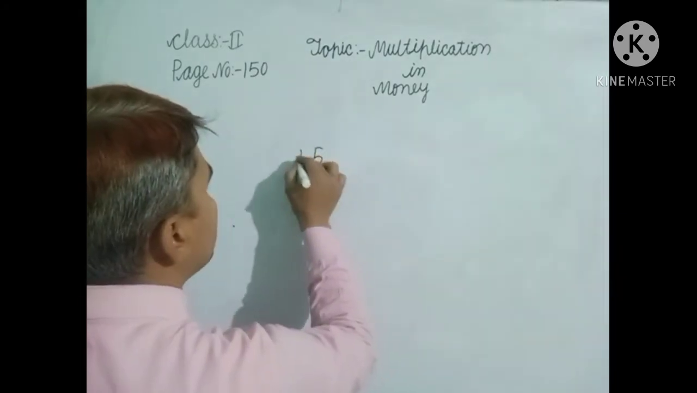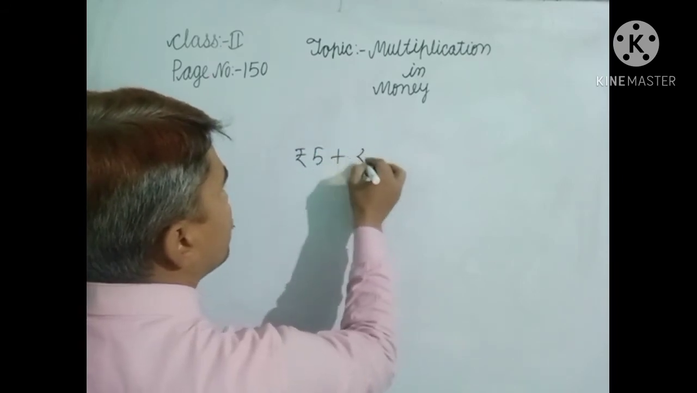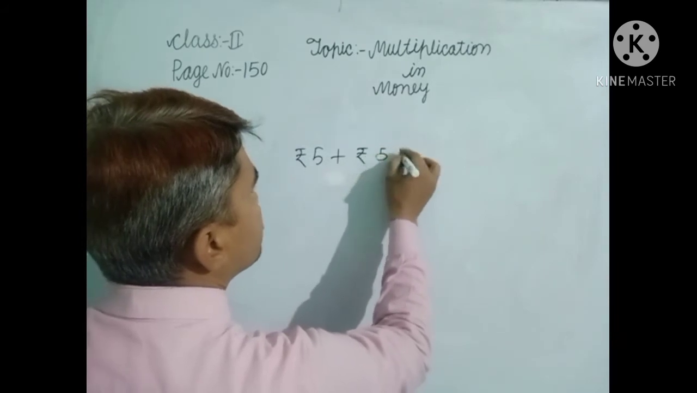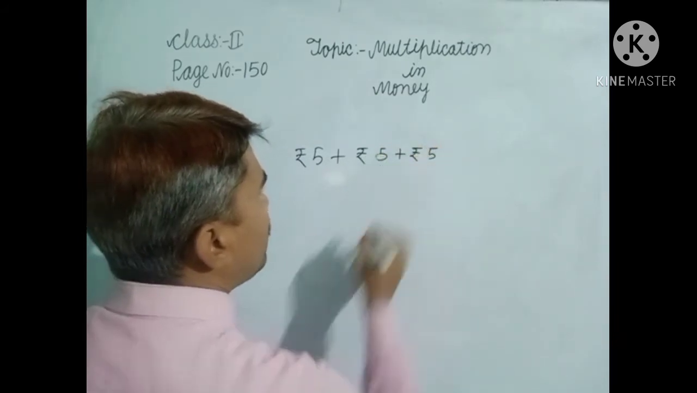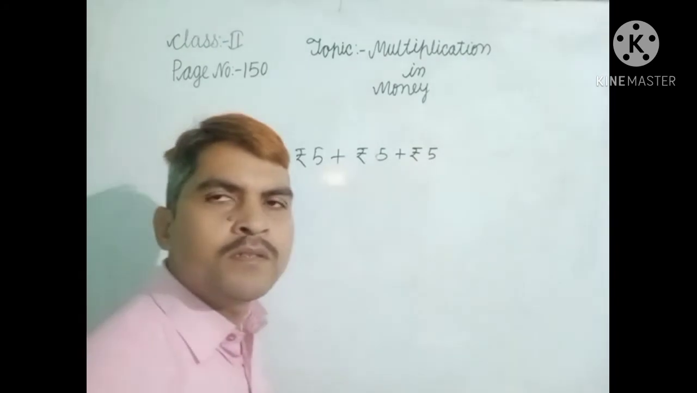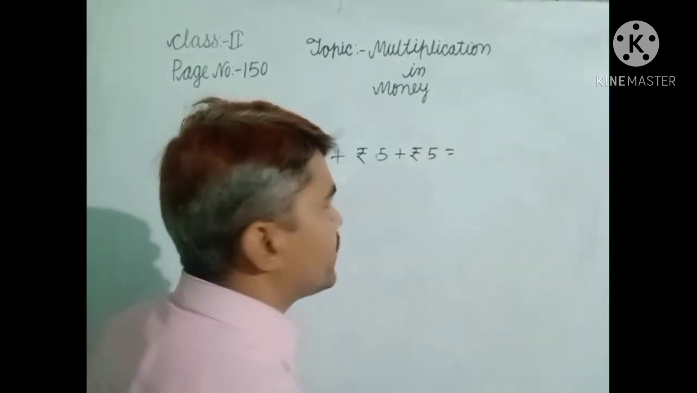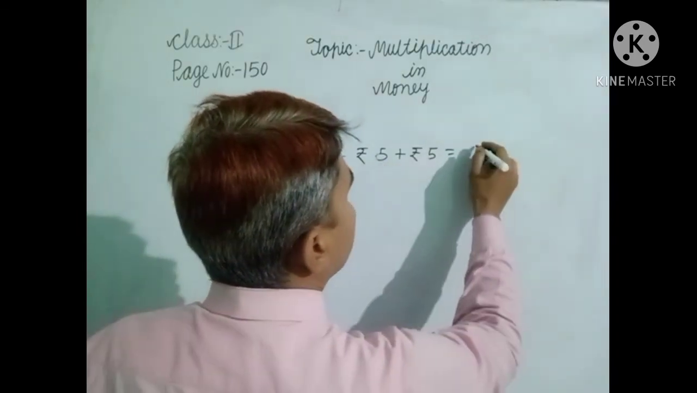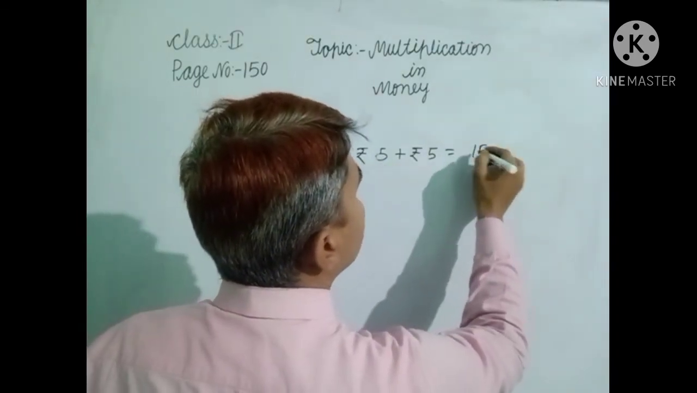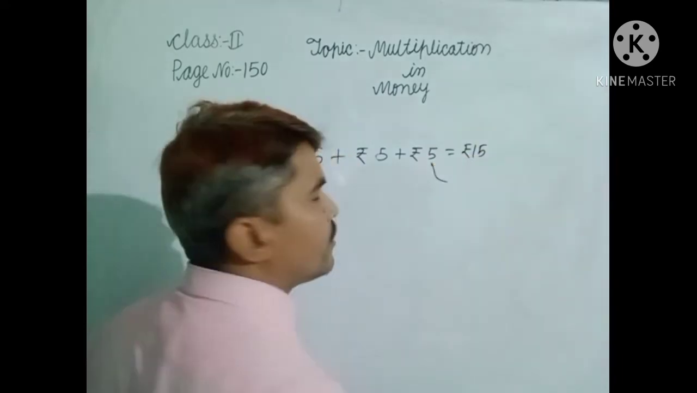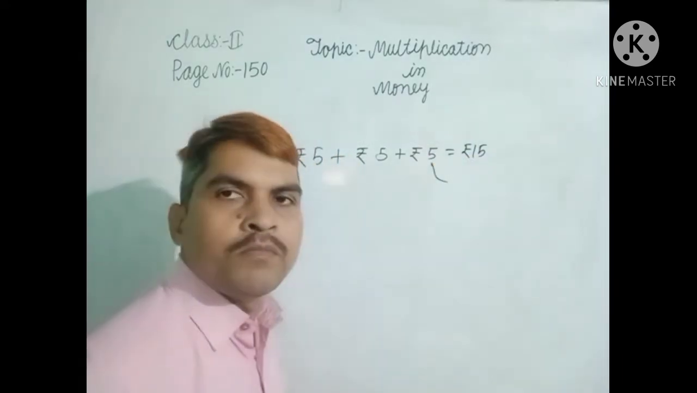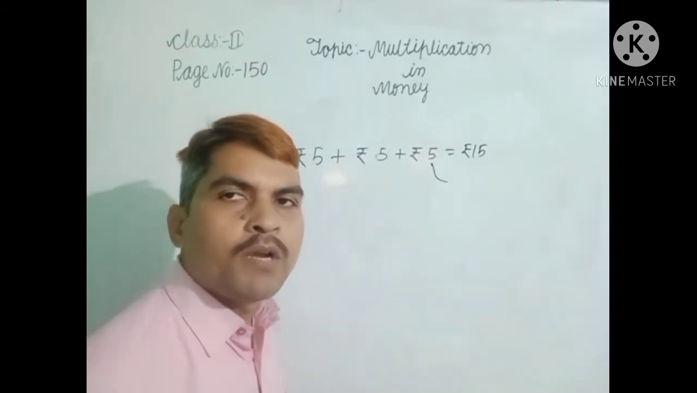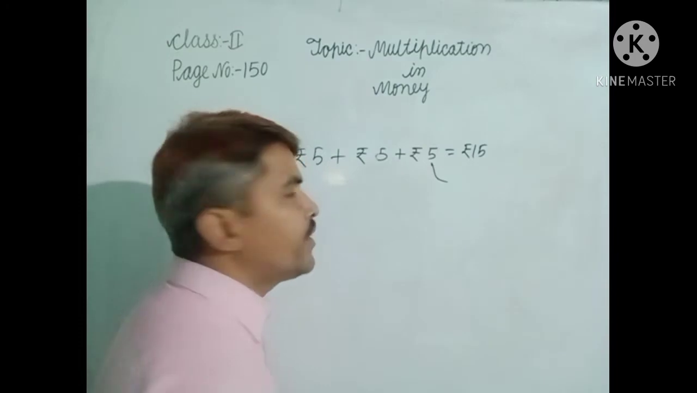So we must add 3 times. Why add 3 times? Because you have purchased 3 markers. So 5 plus 5 plus 5, that means 15 rupees. This is the addition form. Repeated addition is called multiplication. Multiplication is the form of repeated addition.